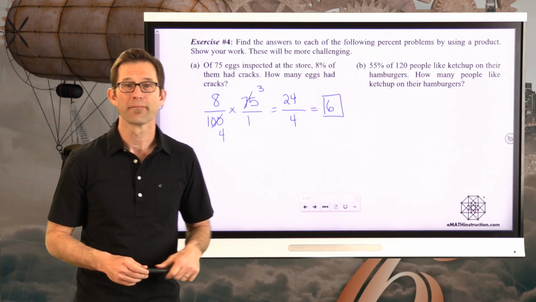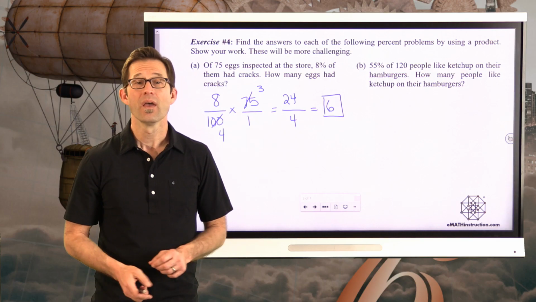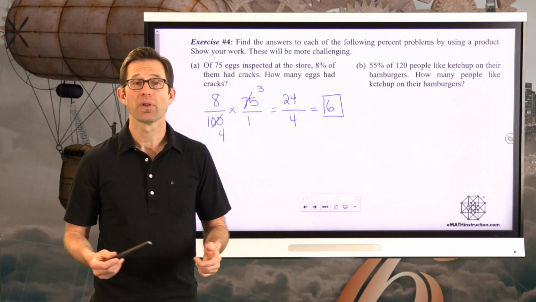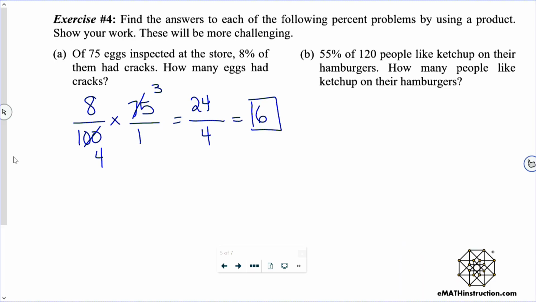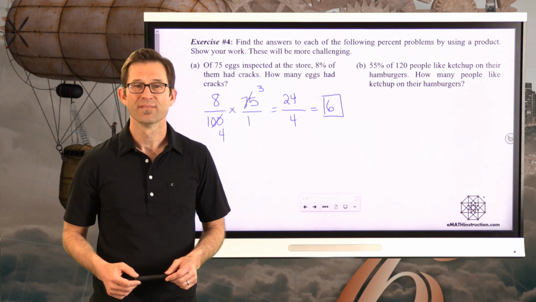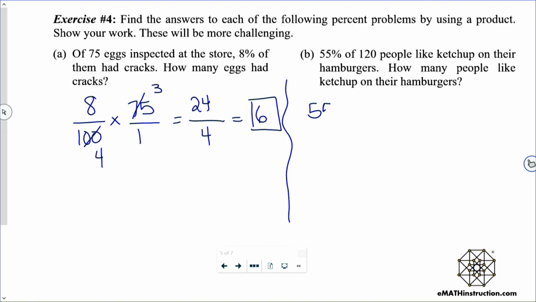Let's take a look at letter B. 55% of 120 people like ketchup on their hamburgers. How many people like ketchup on their hamburgers? Why don't you pause the video now and play around with this particular product. All right, well, let's do it. So again, 55% tells me that the fraction of people who like ketchup on their hamburgers is 55 out of 100. So I'm going to multiply that by 120.